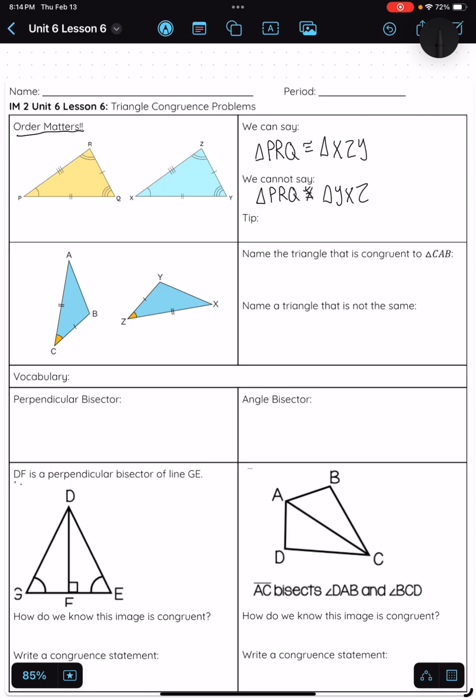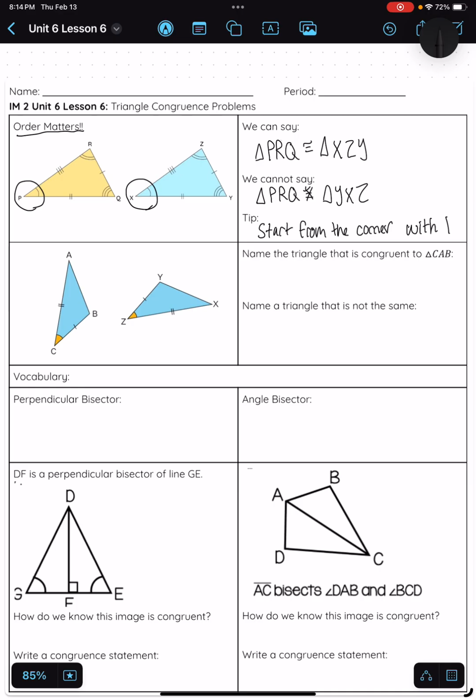So if P comes first, which is this angle with the one little swoosh on it, then X needs to come first. My tip is to start with the one that has only one little swoosh on it and go in order. Start from the corner with one, and then go around. That's what I would do.